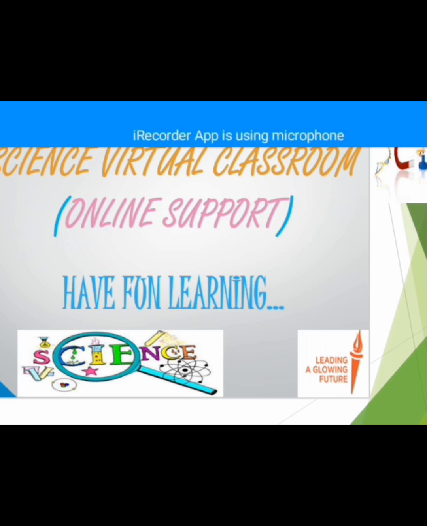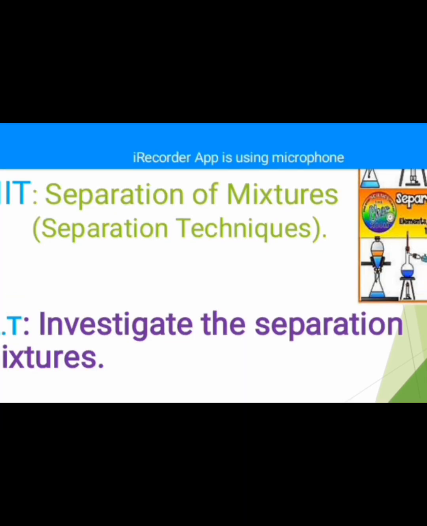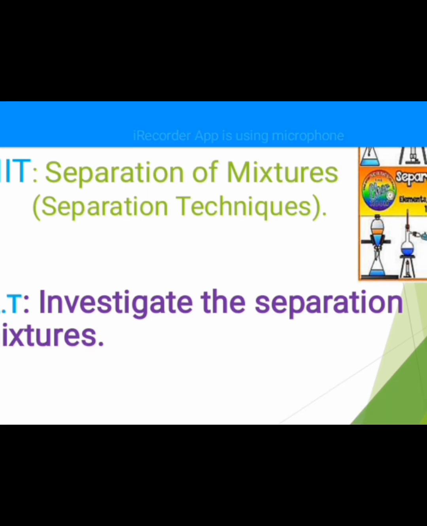Okay, last time you treated the topic separation techniques. So I want to do a quick catch-up class or revision to help us refresh our memories on what separation of mixtures is all about. In my next slide, you're going to be seeing the unit for today's class is called separation of mixtures. In a nutshell, you can call it separation technique.